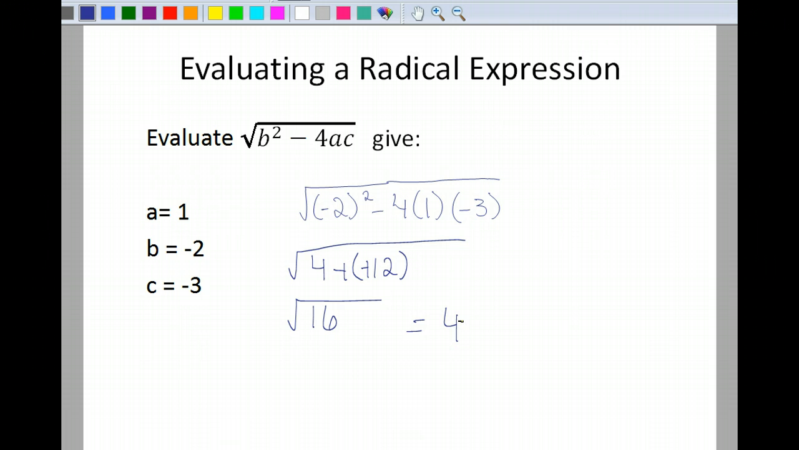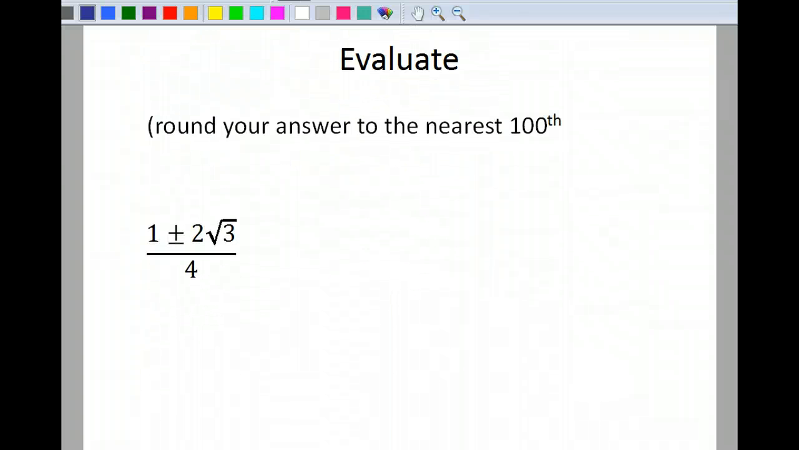These types of problems, I want you to do as much as you possibly can by hand, because when you plug them into your calculator, it may not always give you what you need. Okay, now another thing we're going to be doing is we're going to need to evaluate.